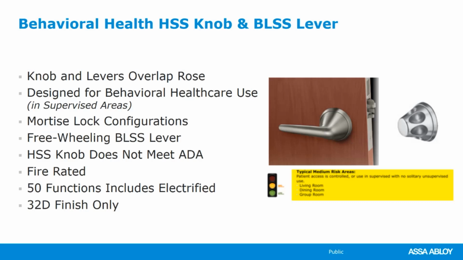The knobs and the levers overlap the rows, so you don't have the ability to get something in there behind. We make these in Mortis lock configurations only, 50 different functions, including electrified. The finish available is 32D only. If you needed something different, you'd probably have to talk to the factory to see if they could accomplish that goal.